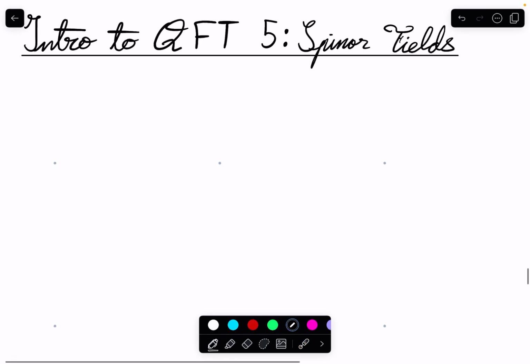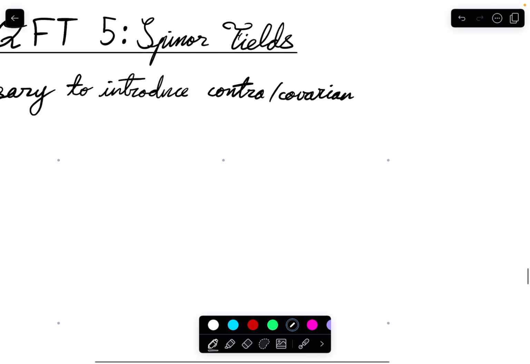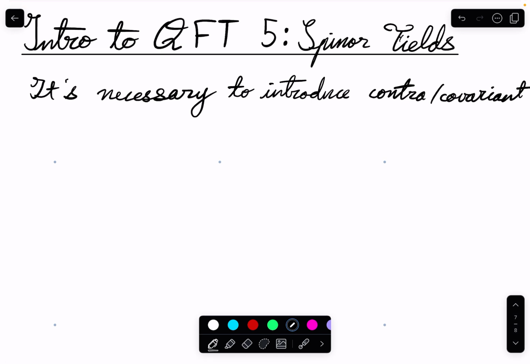So it's necessary to introduce contra and covariant spinors, specifically Weyl spinors. So we're going to give a little bit of motivation for why we need to do this.